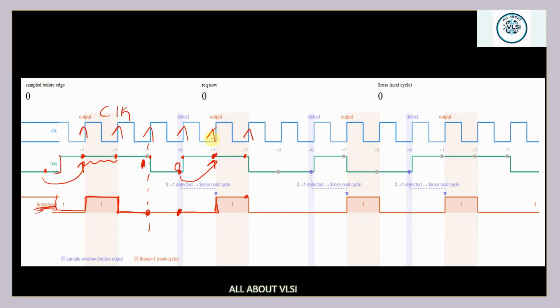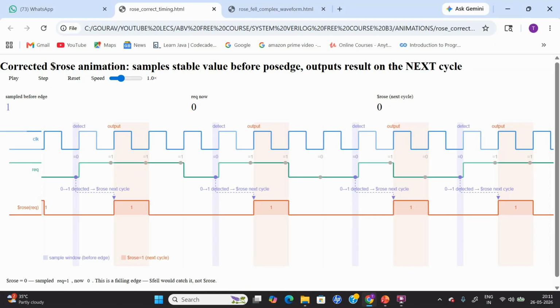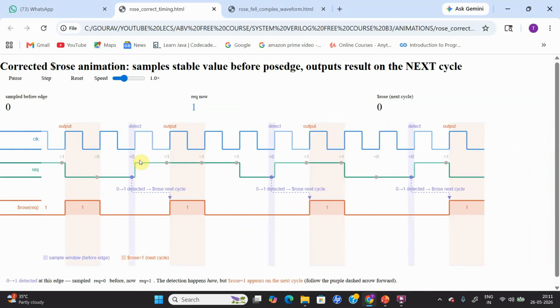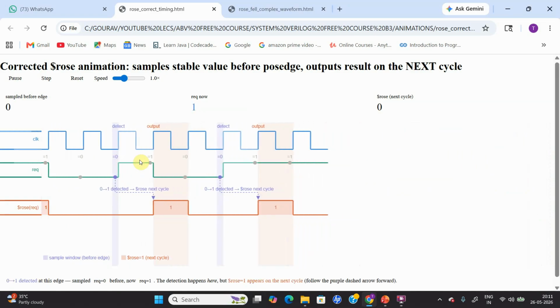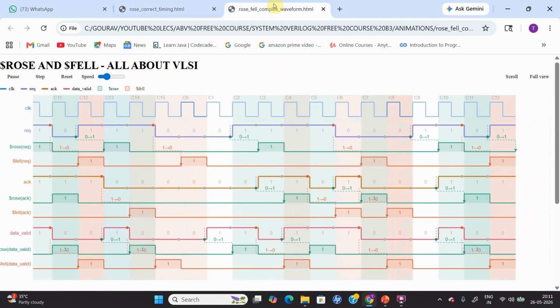So that is how your $rose function is going to detect whether there is any positive transition in your signal, whatever argument you have given. That is how this particular waveform is also going to look. Depending upon the values of your REQ, your function is going to return either 1 or 0. Now let's see one more scenario over here.